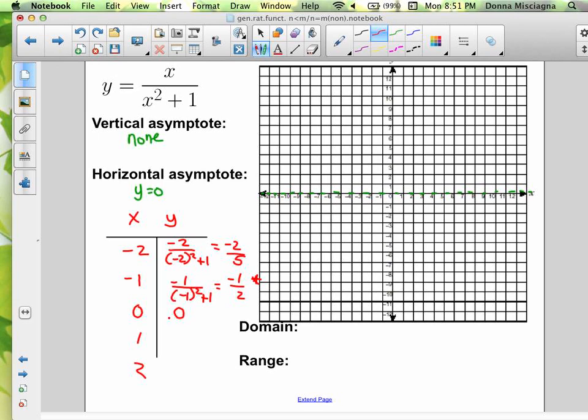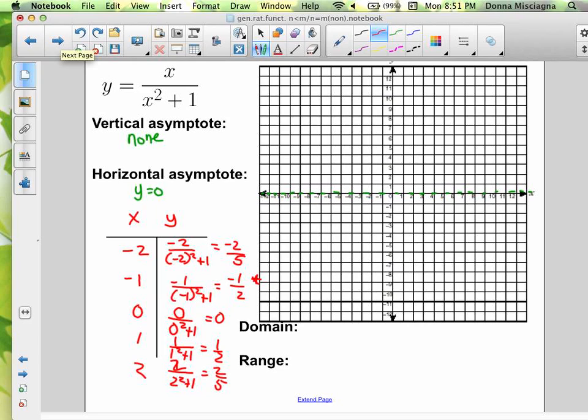If we plug in 0, we're going to have 0 in the numerator, so 0 divided by 0 squared plus 1, that's just going to be 0. If we plug in 1, we have 1 divided by 1 squared plus 1, that's going to be 1/2, same values except for the sign. And then if we plug in 2, 1 divided by 2 squared plus 1, that's going to be, oh, excuse me, we're plugging in 2, not 1. That's going to be 2 fifths.